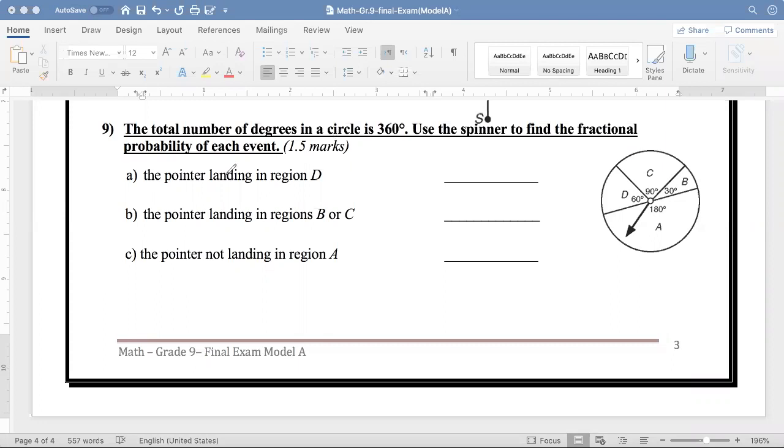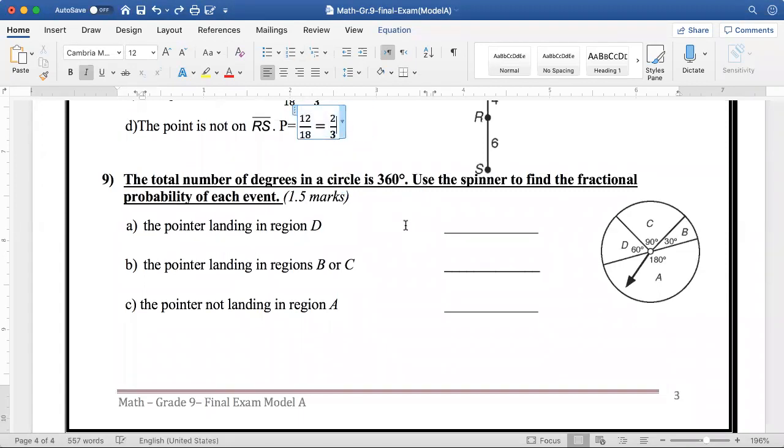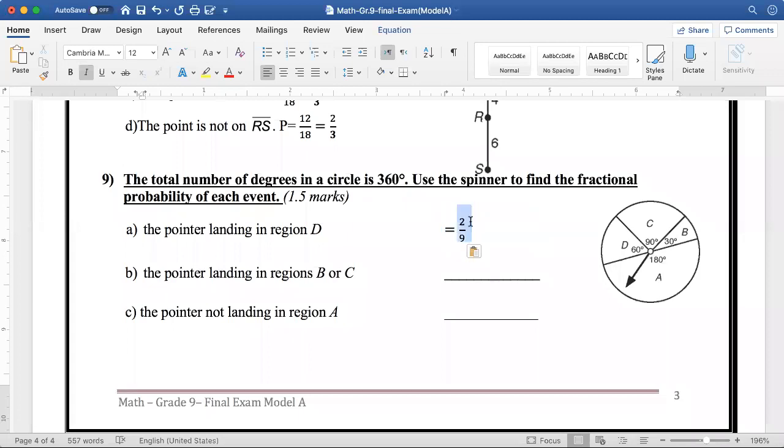So A, the pointer landing in region D. Region D here I have 60 degrees. So I'm going to write here the fraction. D is 60, and the total, I'm going to write it in the denominator, which is 360. Okay.